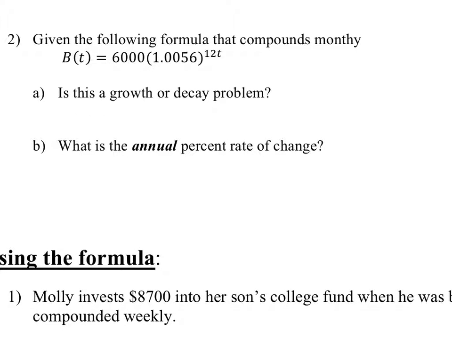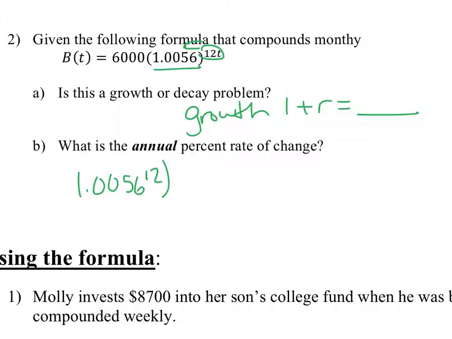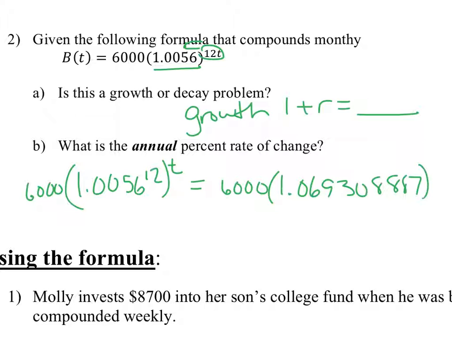So this is, hopefully you can tell, greater than 1. So this is a growth problem. When we do this formula, we're going to do 1 plus r equals whatever this number turns out to be. Right now it's being raised to the 12t power, so I'm going to bring that 12 inside. I'm going to take 1.0056 and raise it to the 12th power. When I do that, I get 1.0693, whatever, something like this, to the t power.